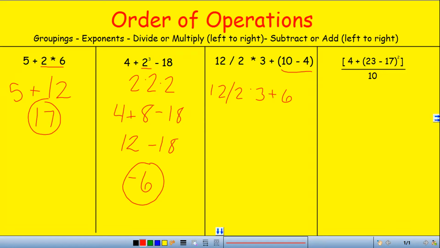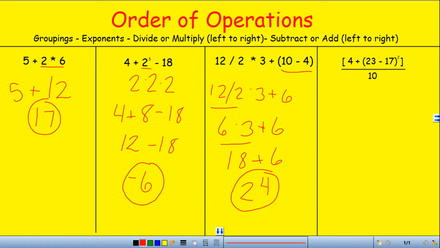Now we see our next order of operation. We don't have exponents, but we do have division or multiplication, whichever one comes first from left to right. In this case, 12 divided by 2 comes first. So that's 6, and I'll rewrite the problem as 6 times 3 plus 6. Now we have multiplication, which always takes precedence over addition. So 6 times 3 is 18 plus 6, and that's going to give us a final answer of 24.